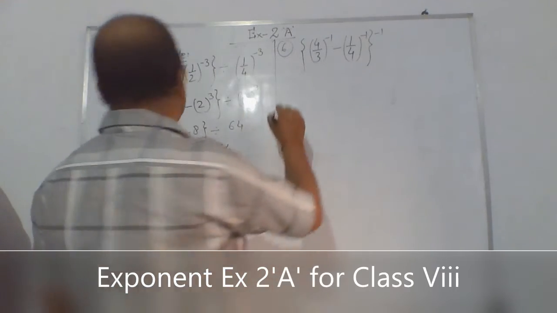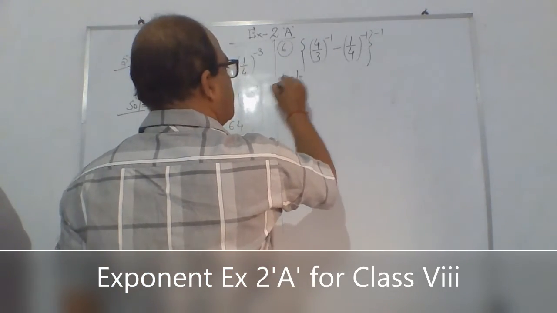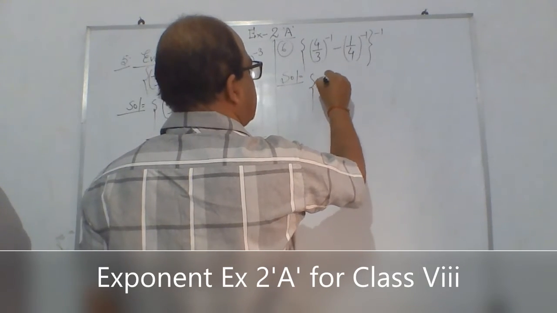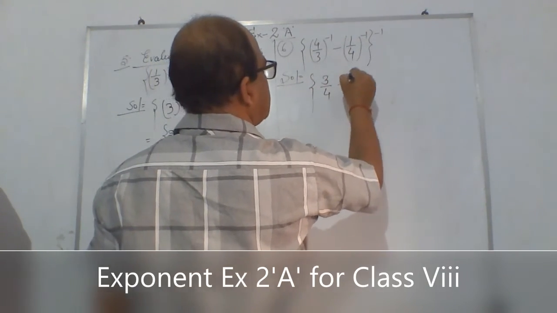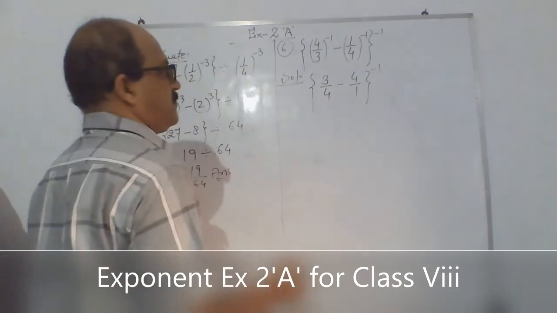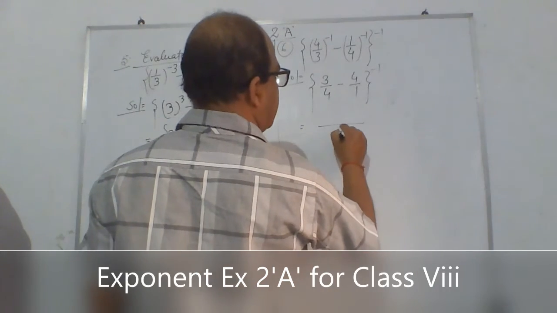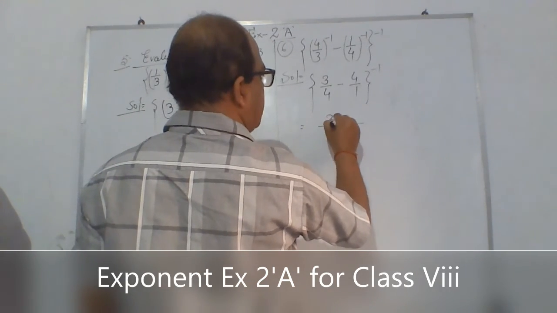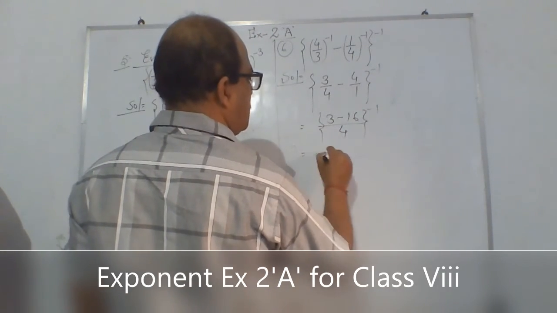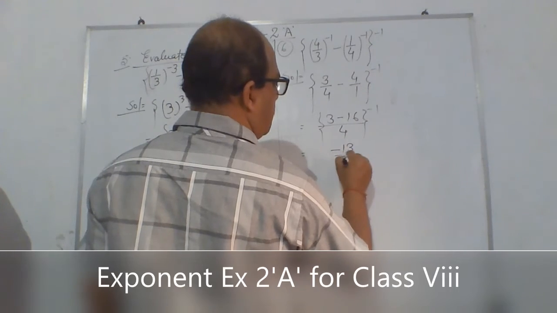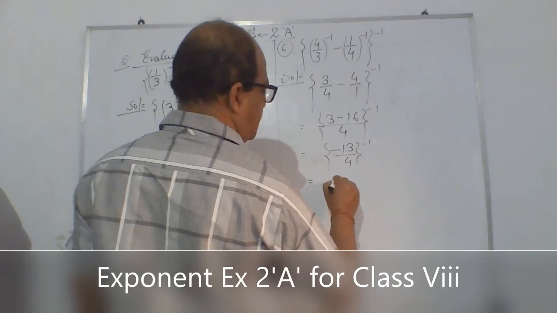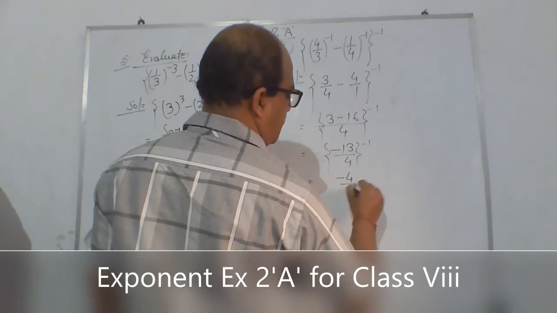In question number 6, the question is written. Also, we will write it: (3/4 minus 4/1)^-1. Take the LCM 4, (3 minus 16)^-1, minus 13 by 4 to the power minus 1, and the answer is minus 4 by 13.